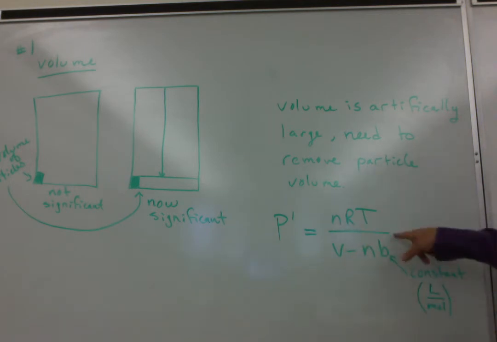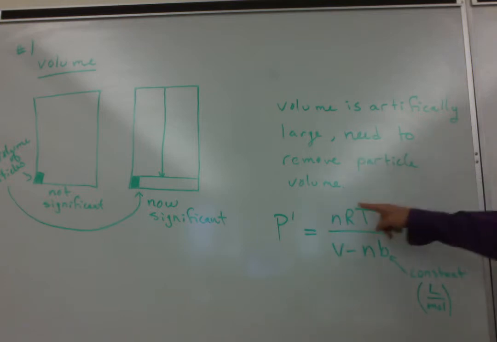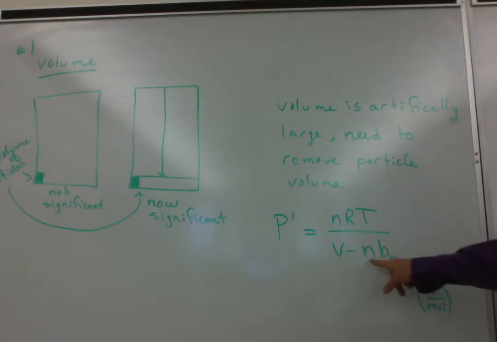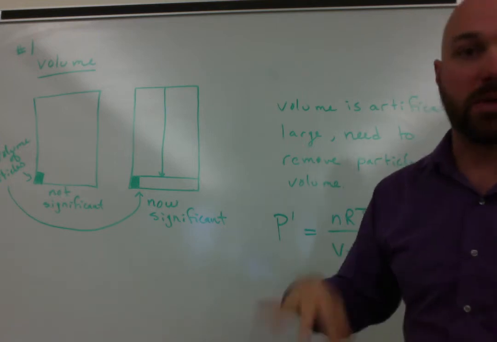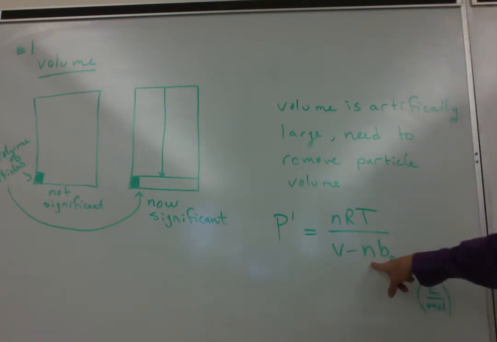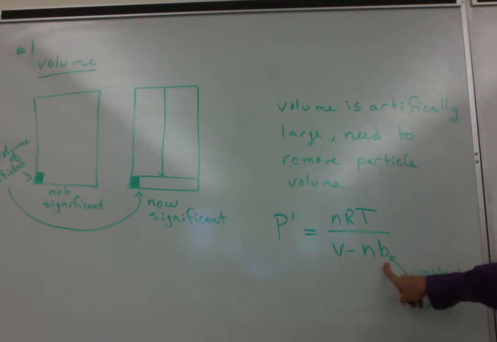nRT stays the same, but then now down at the bottom, we're subtracting from the volume, because that means we need to remove, and the volume that needs to be removed is going to be dependent upon the number of particles that we have, n, number of moles, times some sort of constant. This is an experimentally derived constant, and it's going to be given. Every gas has its own b value, and the unit for b is going to be liters per mole. So that when we multiply by mole, we'll have just liters subtracting from volume. That's our first correction.